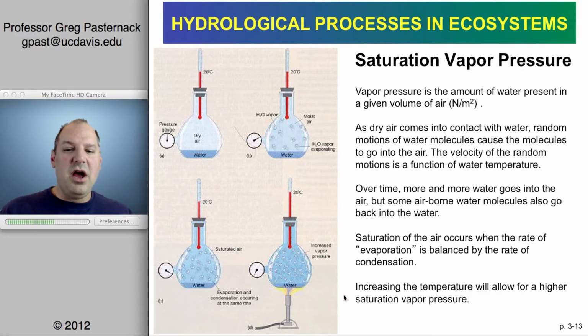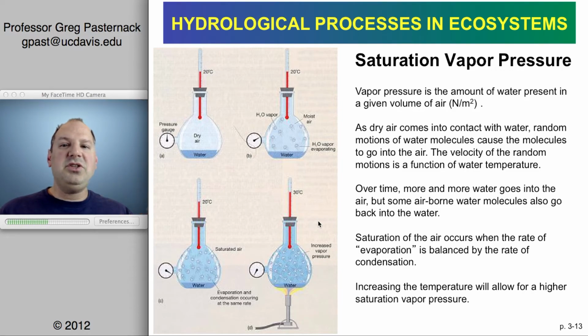What would be nice to know is the relationship between temperature and saturated vapor pressure, and I'm going to show that to you in a few moments. But there is a curve. This is just illustrating 2 points on that curve for 20 and 30 degrees Celsius. But there is, in fact, a curve that on the x-axis is temperature, on the y-axis is vapor pressure.